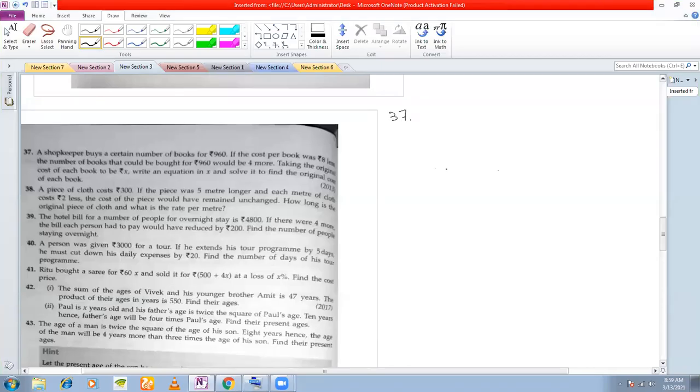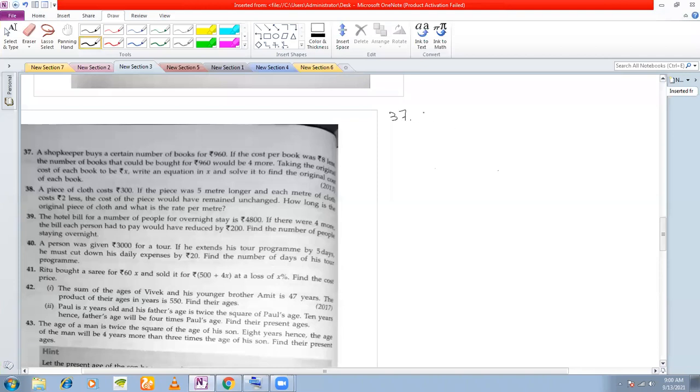If the cost per book was rupees 8 less, the number of books that could have been bought for rupees 960 would be 4 more. Take the original cost of each book to be X, write an equation in X and solve it to find the original cost of each book.